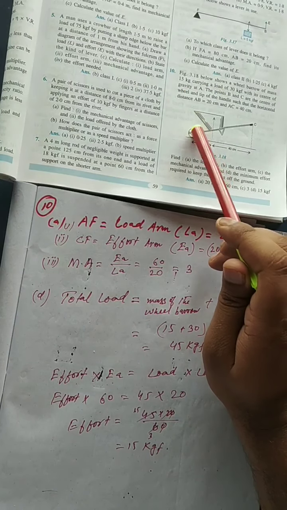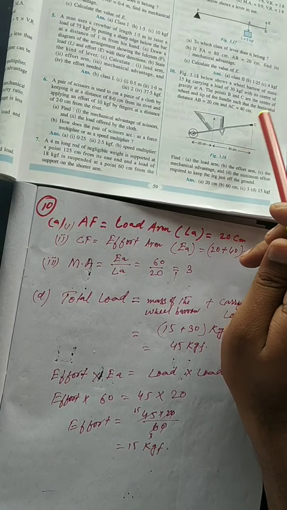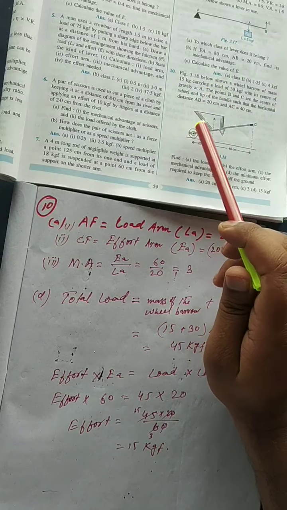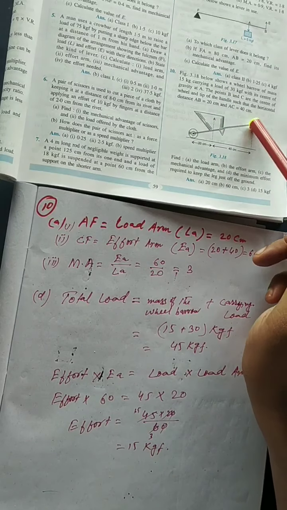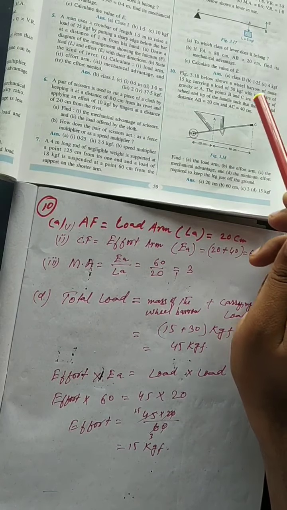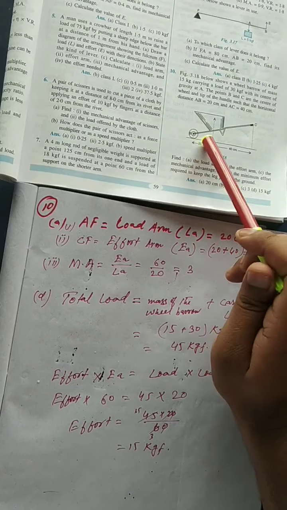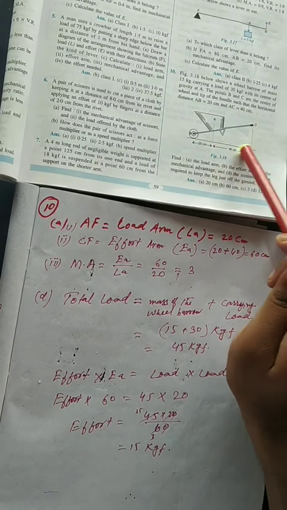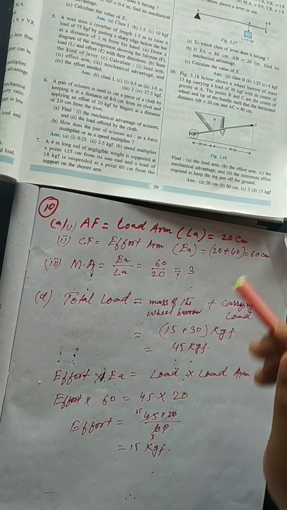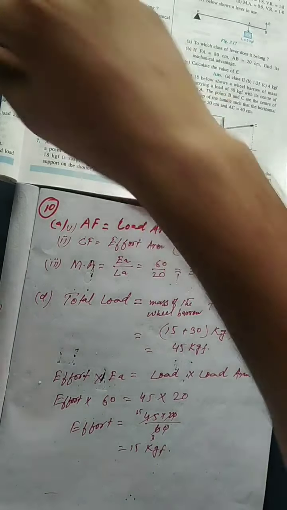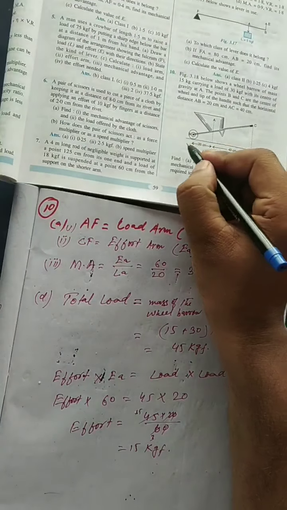B and C are the center of the wheel and the tip. This is the wheel B and this is the tip, that is the handle, with horizontal distances of 20 centimeter and 40 centimeter. So this is the wheel, which means this will be the fulcrum.